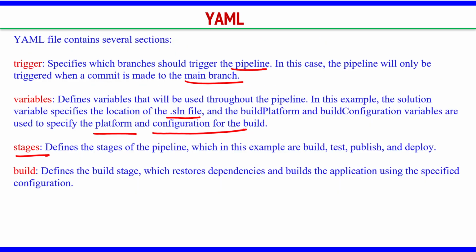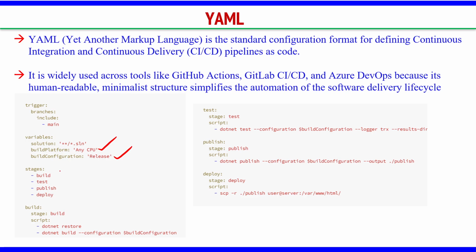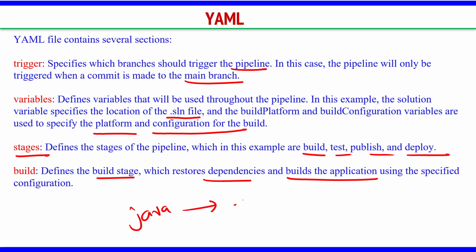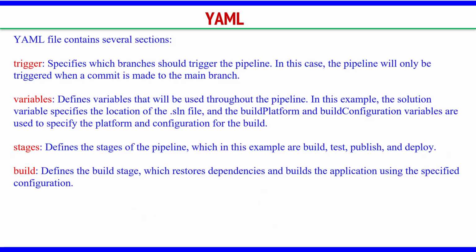Then we have stages. What did I give here? I have defined 4 different stages: build, then test, then publish and deploy. Okay, so this defines the stages of the pipeline. In this example, it is build, test, publish and deploy. The first stage is build. It defines the build stage, which restores dependencies and builds the application using the specified configuration. Build means converting .java to .jar; archive formats like .jar, .war, .tar will all be created in the build stage.